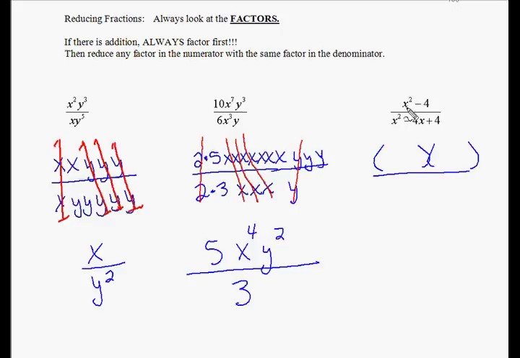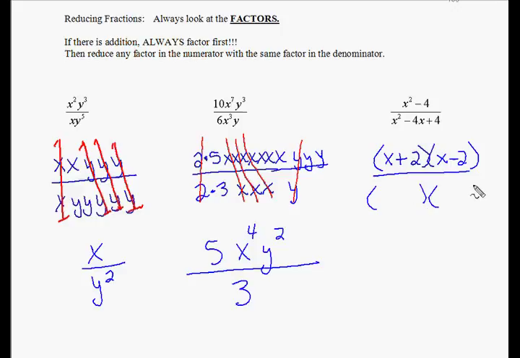To break down x squared, we'll do an x and an x. To break down 4, we'll use a 2 and a 2. The last sign is subtraction, so the signs are going to be different. One's a plus, one's a minus. And in fact, there is no middle term, so that works.